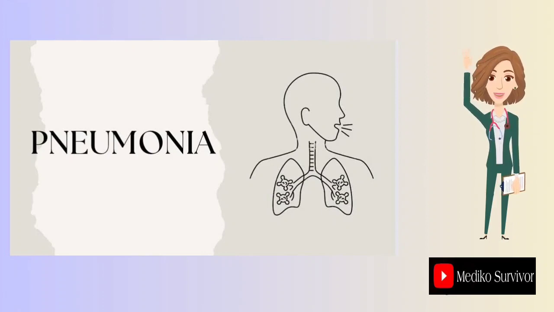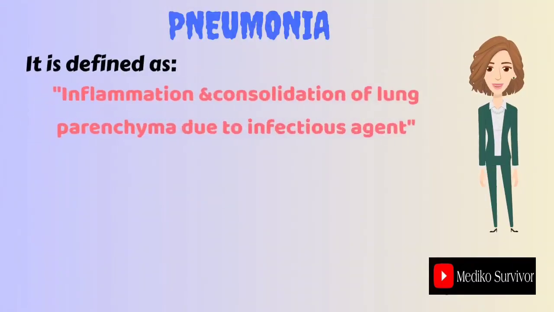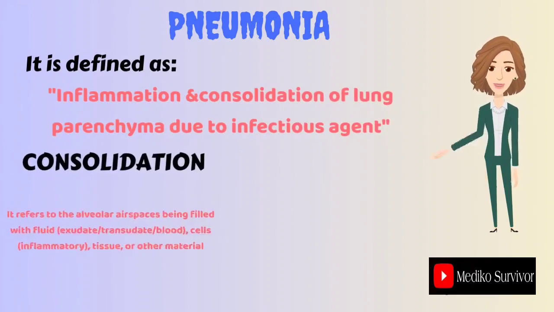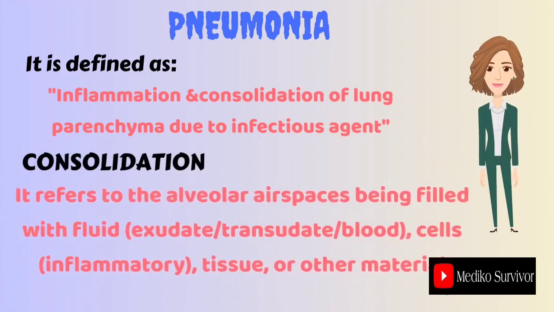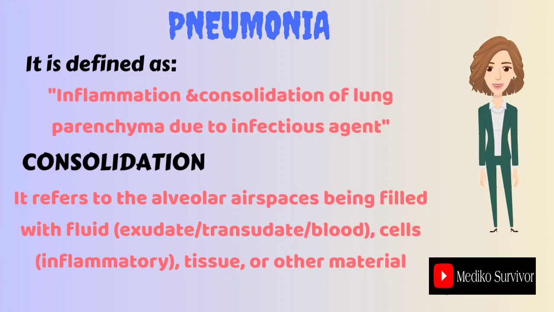Today we will discuss pneumonia, which affects about 450 million people globally and results in 4 million deaths. Let's start with an introduction. What is pneumonia? It is inflammation and consolidation of lung parenchyma due to infectious agents. Now, what is consolidation? The presence of fluid that may be exudate, transudate, or blood, cells, tissues or other material in alveolar air spaces.